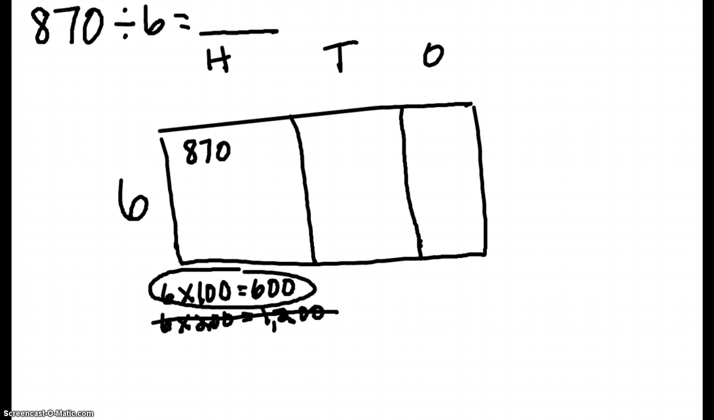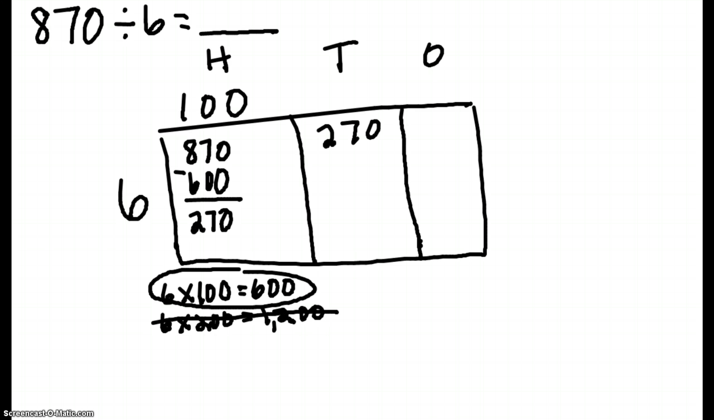So how many 6's did we use? 100. How much is 6 100s? 600. Now that's not exactly 870, so I'm going to subtract these to see how much I still have left. And I still have 270 left. So now I'm going to move that over to this chunk.